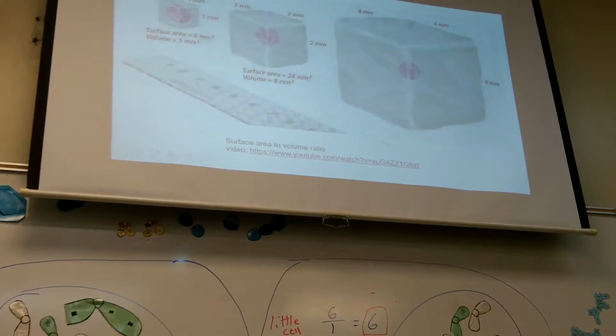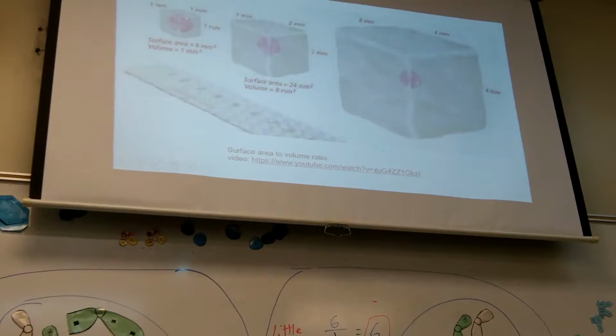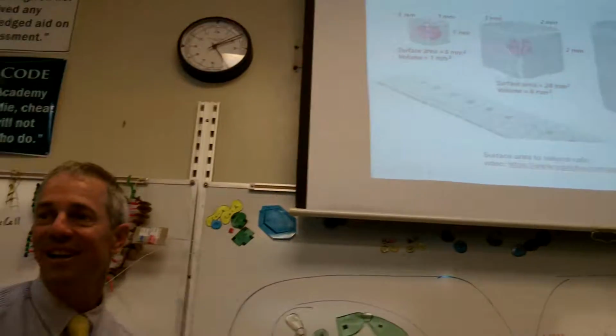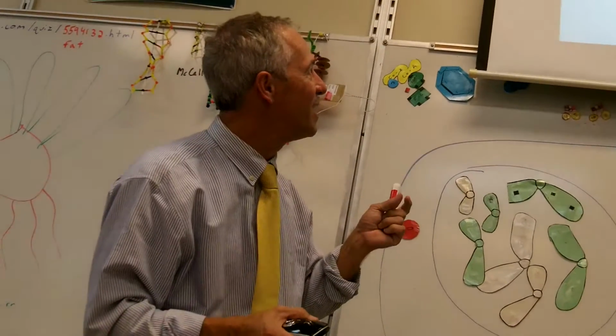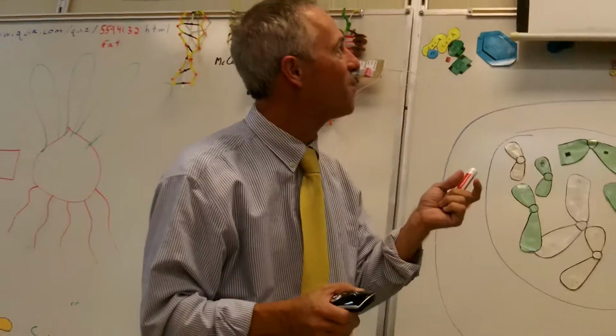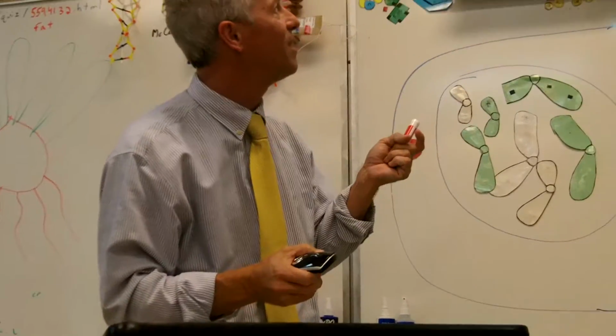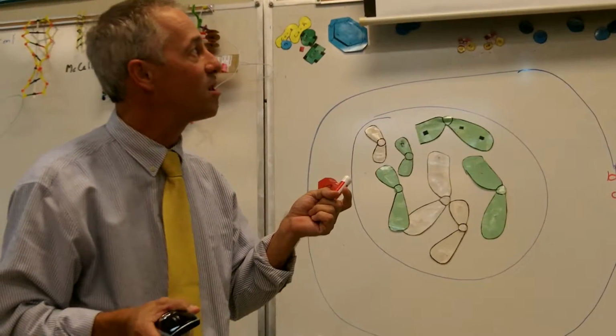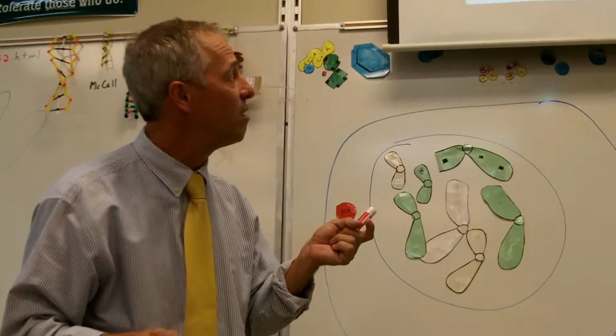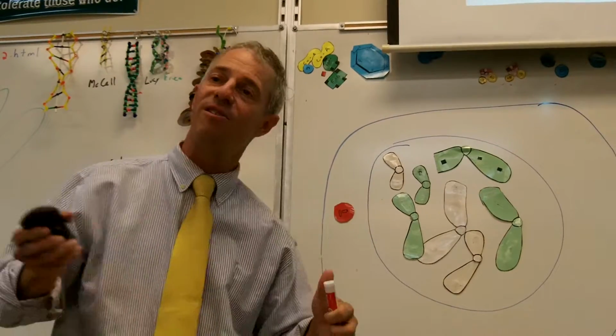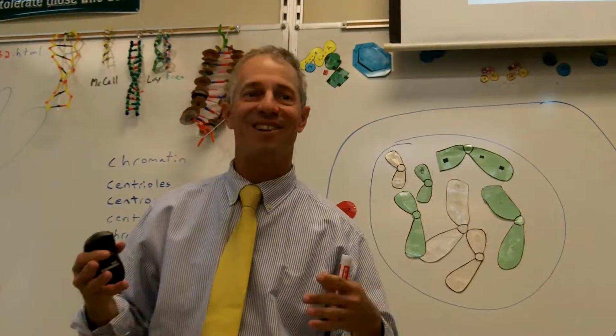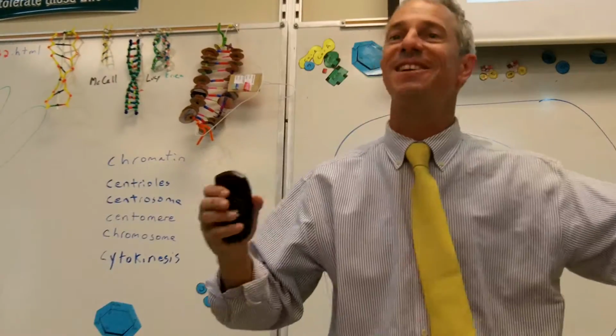The little cell has a lot more surface compared to its volume. Compared to its volume, this little thing is mostly surface, isn't it? There's not much volume in there. But this big thing is mostly volume. There's not nearly as much surface compared to the volume. You want to have a lot of surface. That's the bottom line. That's why cells are small.